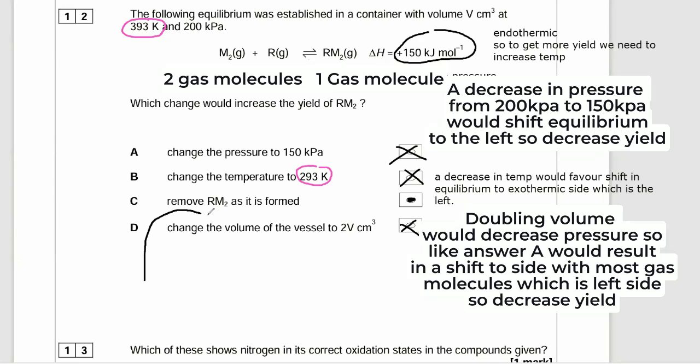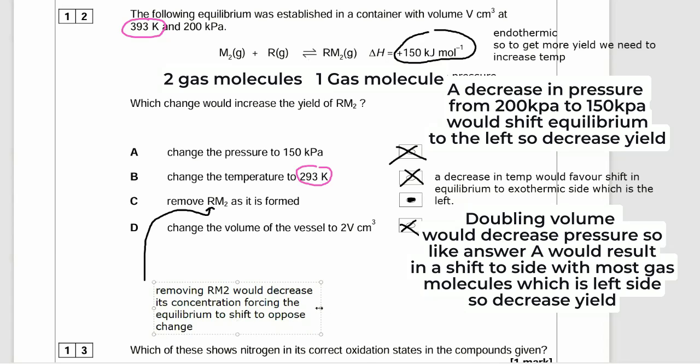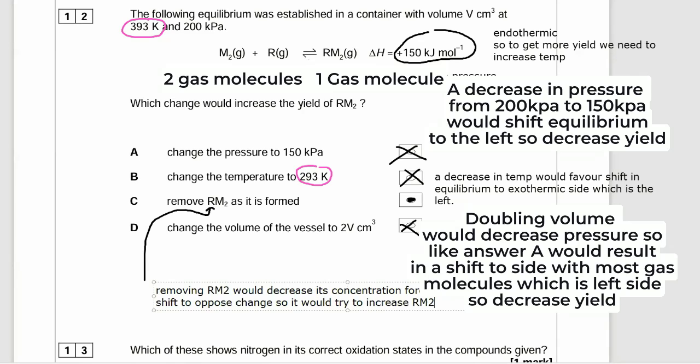So we're only left with one answer, which is to remove RM2 as it is formed here. That would increase the yield of RM2. And of course, it would cause a shift to the right, because if we decrease the concentration of RM2, more M2 and R will combine, by Le Chatelier's principle, to counter that change. And so it will shift to the right. Lovely jubbly.